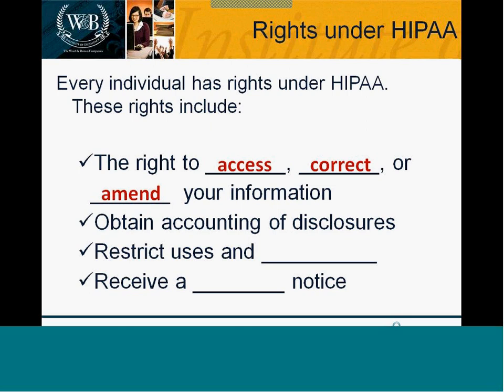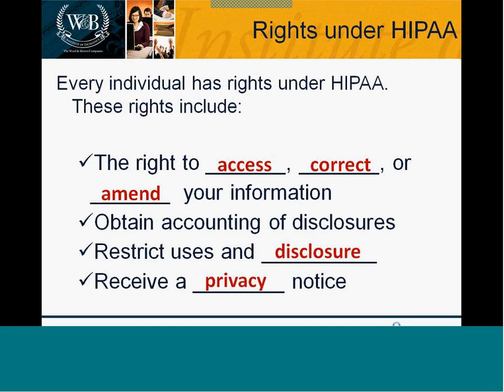You have the right to obtain an accounting of disclosures. If somebody has been providing your protected health information elsewhere, you have the right to ask how and why it's being done. We also have the right to restrict the use and disclosure of our information. I can tell the doctor, I don't want anybody outside this building to see this document. And we have the right to receive a privacy notice so that we know how any particular company or entity practices privacy and protection.